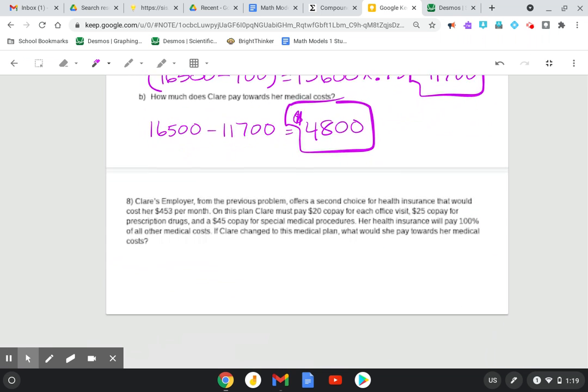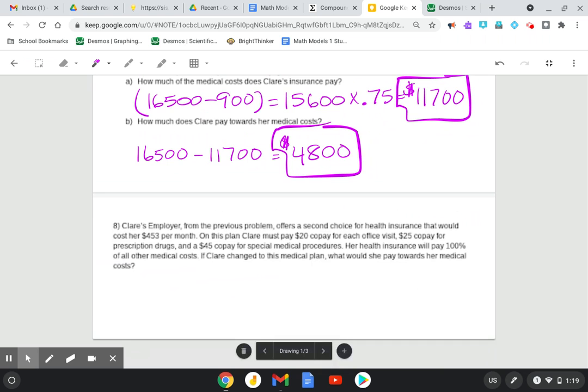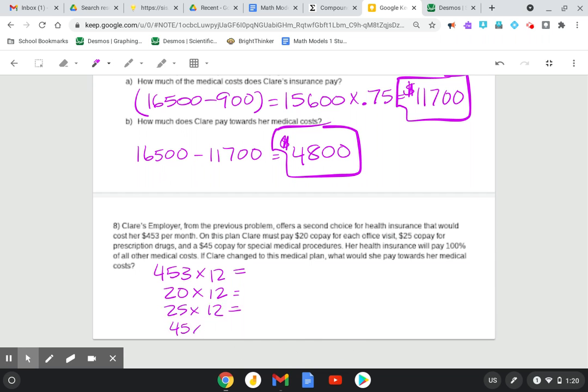All right, next problem continues. Claire's employer from the previous problem offers a second choice. It would cost her $453 per month. So start there, $453 per month. $20 for each visit. She's going 12 times, if you remember. $25 for drugs. That was going to be once a month as well. And $45 for each special procedure, which in this case is 6 times.